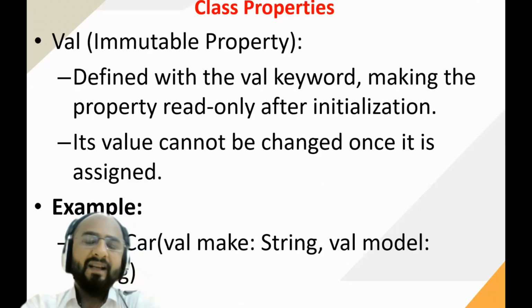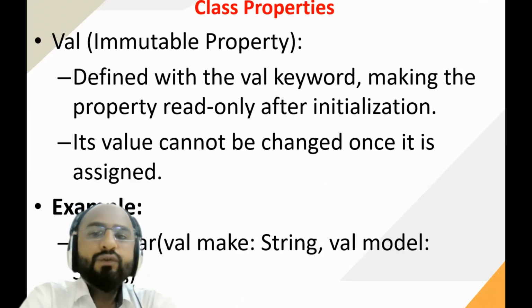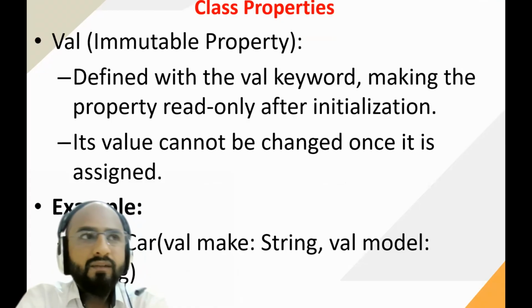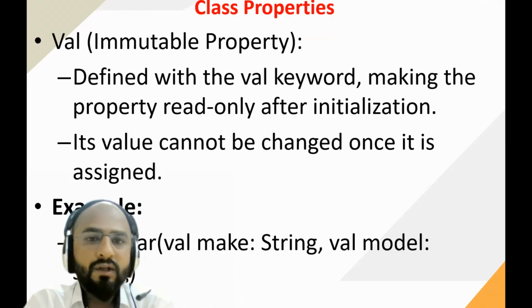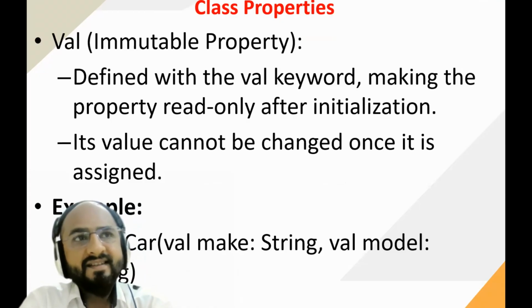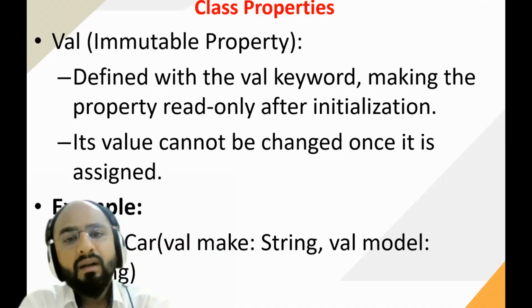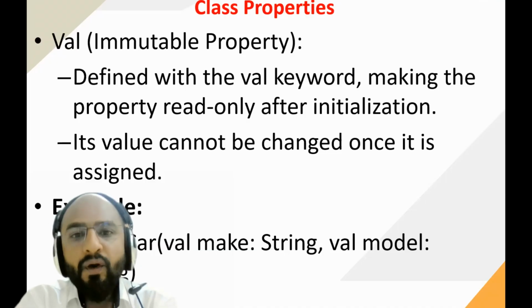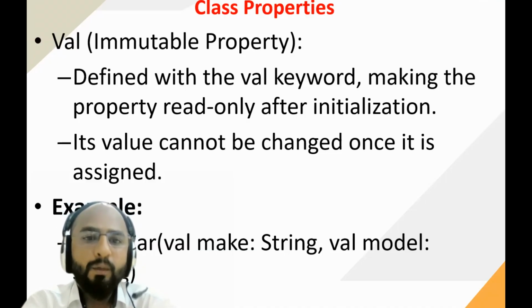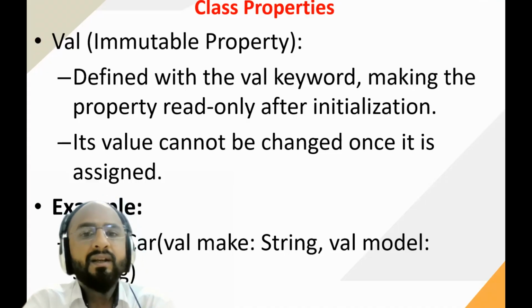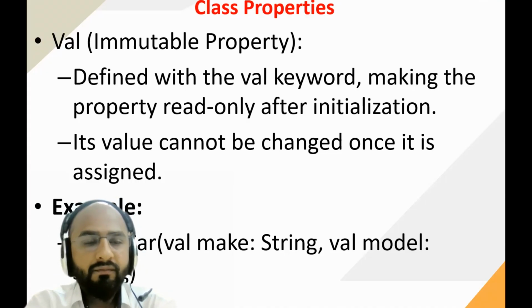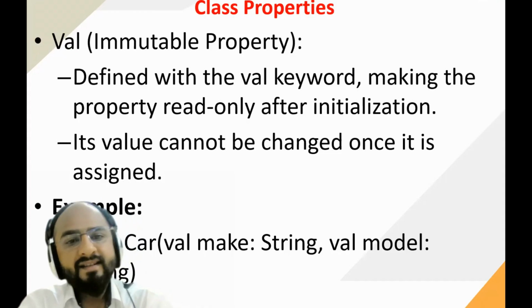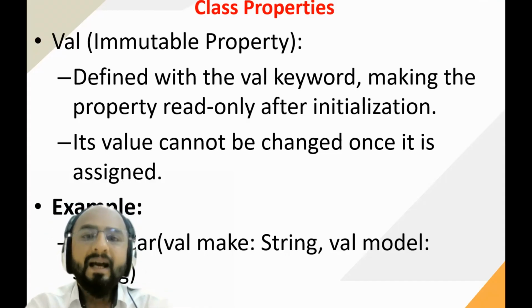So class properties can be of two types, same as variables. We have discussed this point in the previous lecture also, but at that time we were discussing variables, and in this point, we are discussing class properties. So a class property can be immutable, and mutable also. First of all, we are discussing the immutable property of the class.